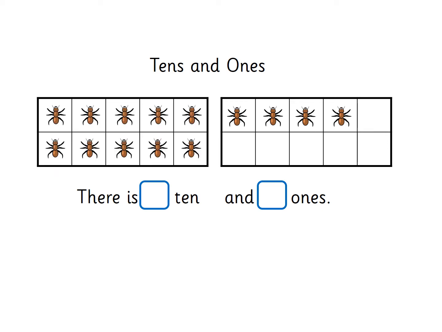Just flashed up. 1 ten. So we've got one lot of 10 there. We've got one tens frame that is full. So there's 1 ten. How many ones? Count those ones on that side. Count those ants. How many ants in there? Super, 4. So we've got 1 ten and 4 ones.